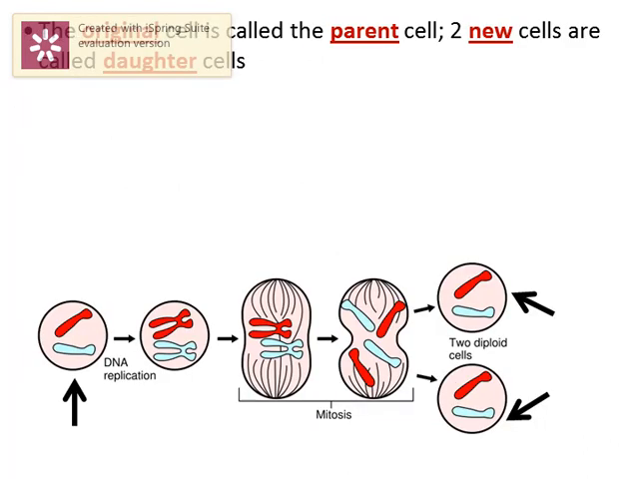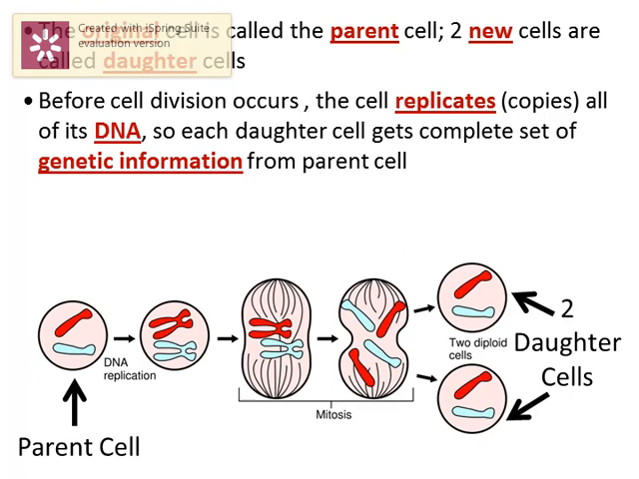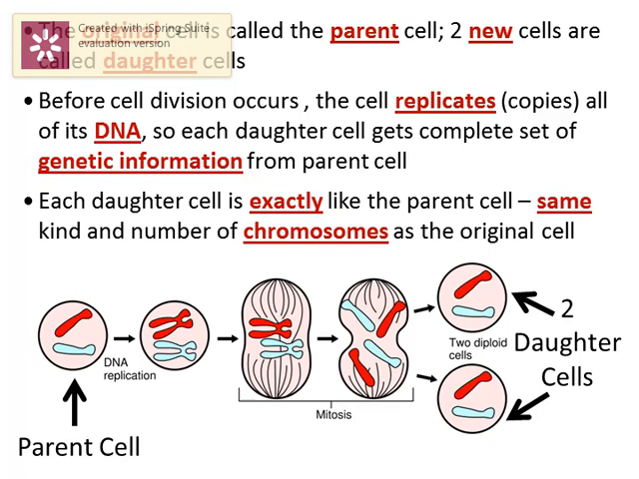This is the actual process of cell division which is explained here. The original cell is called the parent cell and the divided cells are called the daughter cells. This is the parent cell, and after division there are two daughter cells which are produced by means of mitosis. Before cell division occurs, the cell replicates its DNA. So each daughter cell gets the complete set of genetic information, that is chromosomes, from the parent cell. Each daughter cell is exactly like the parent cell and has the same kind and number of chromosomes as the original parent cell.